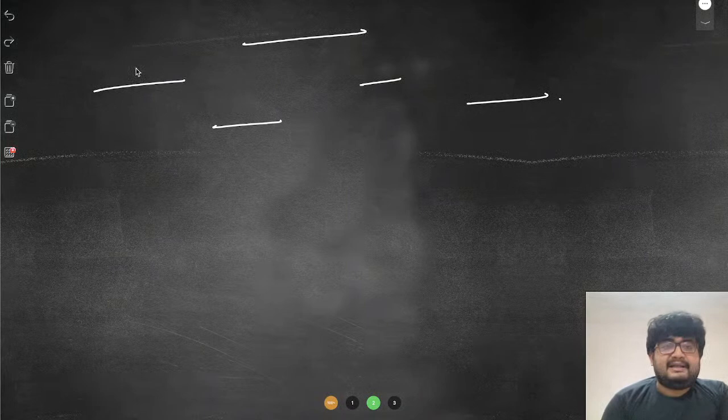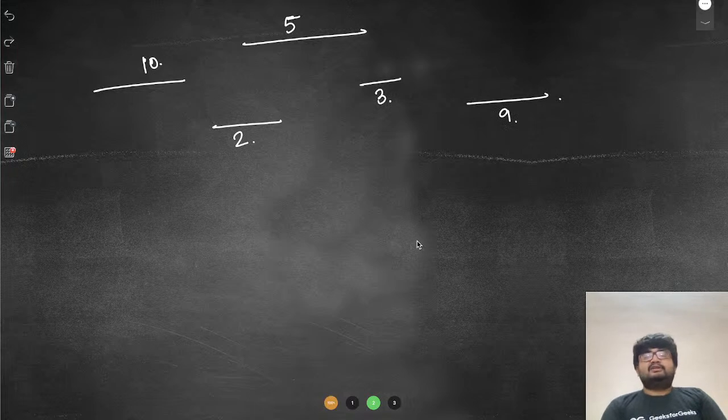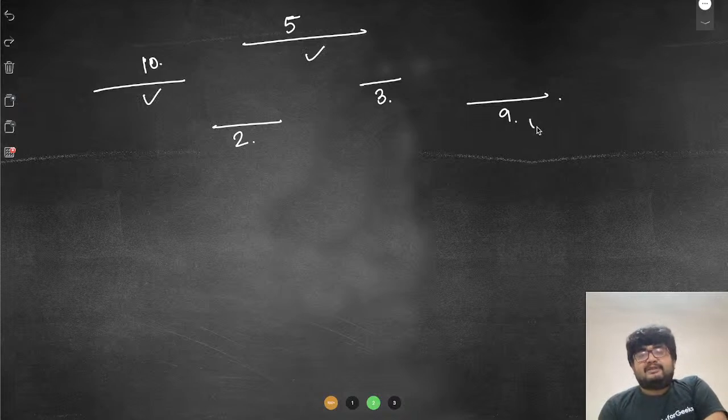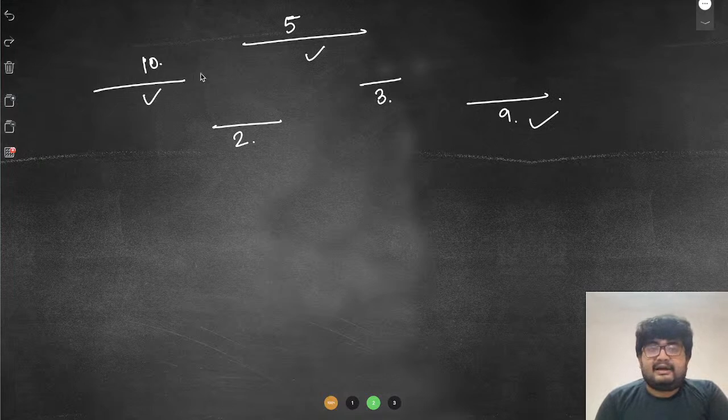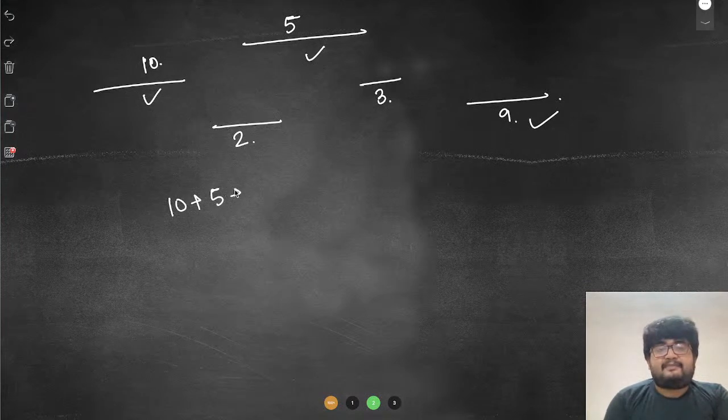For this, let's say there's a profit of 10 here, a profit of 2 here, a profit of, let's say, 5 here, this has a profit of 3, this has a profit of 9, something like this. So what we have to do is maximize our profit, right? We can choose this 10, plus this 5, plus this 9, and we have to make sure that the intervals we are choosing are non-overlapping. The total profit will be 10 plus 5 plus 9, and they are indeed non-overlapping.